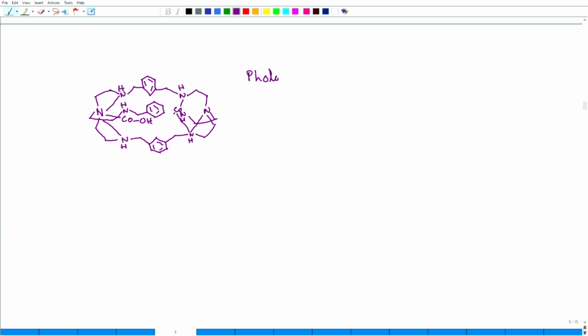Photocatalytic reduction of carbon dioxide. I told you that it can accept carbon dioxide. So, this will go and carbon dioxide will bind here, for reduction of carbon dioxide to carbon monoxide.